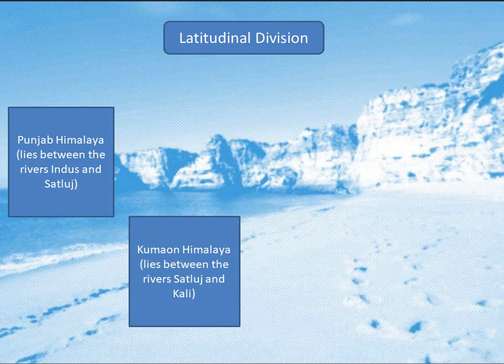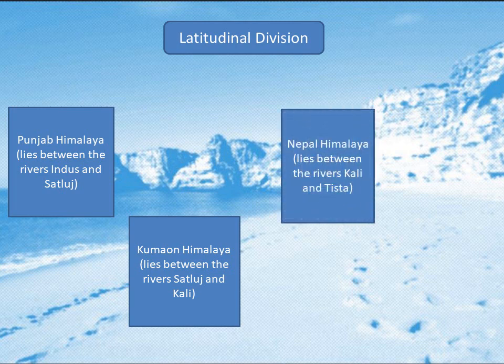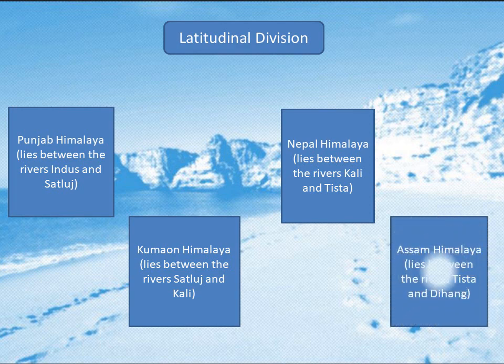The part of the Himalayas lying between the Satluj and Kali rivers is known as Kumayu Himalayas. The Kali and Tista rivers demarcate the Nepal Himalayas, and the part lying between Tista and Dhiang rivers is known as Assam Himalayas.